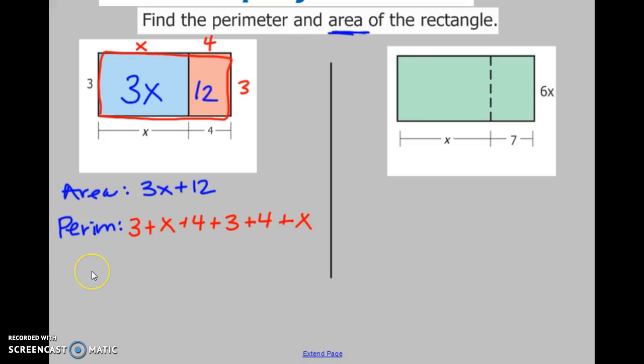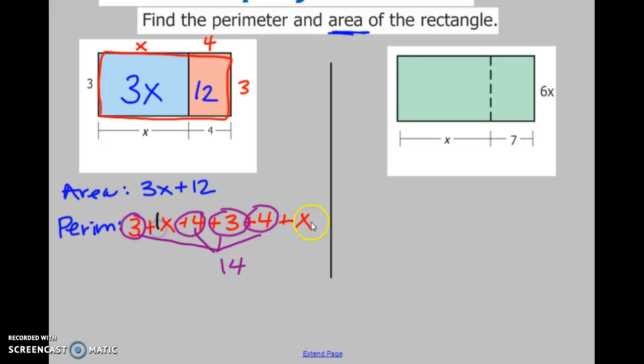So now what we're going to do is what we call combine like terms. We can combine the ones that are just numbers: 3 plus 4 plus 3 plus 4. They're all positives. 3 plus 4 is 7. Plus 3 more is 10. Plus 4 more is 14. We combined all those together.